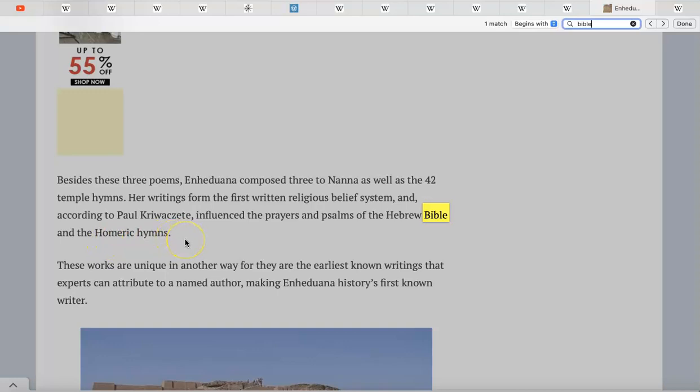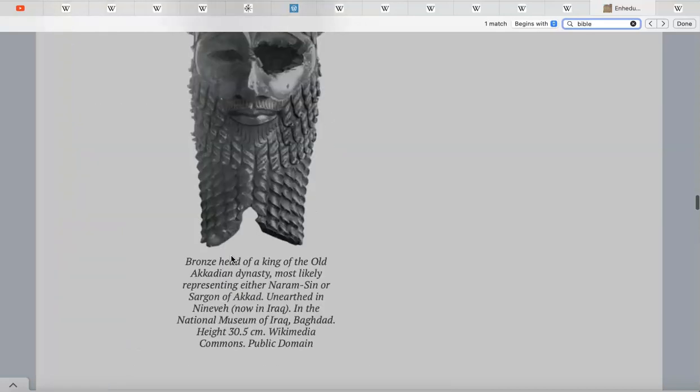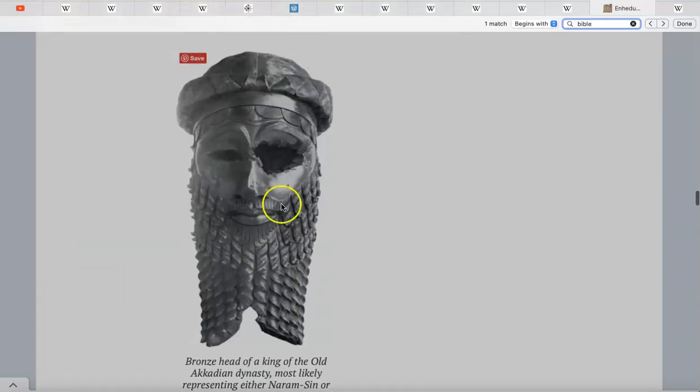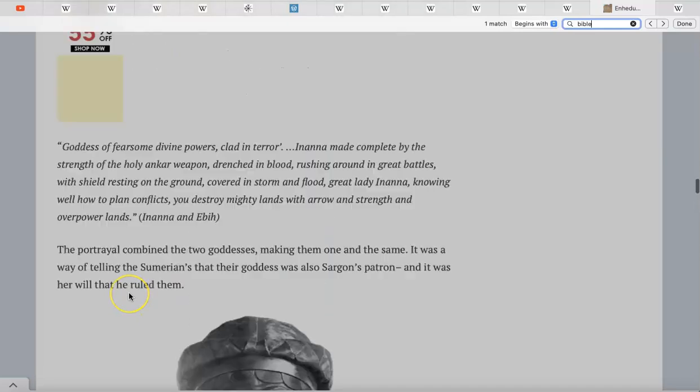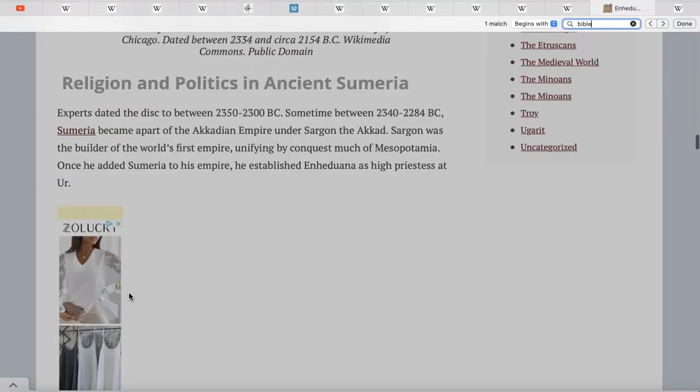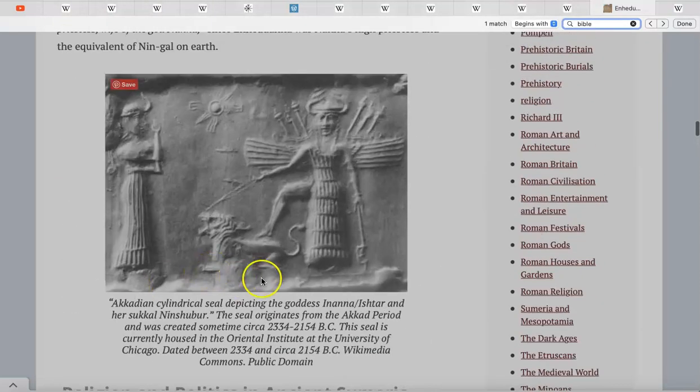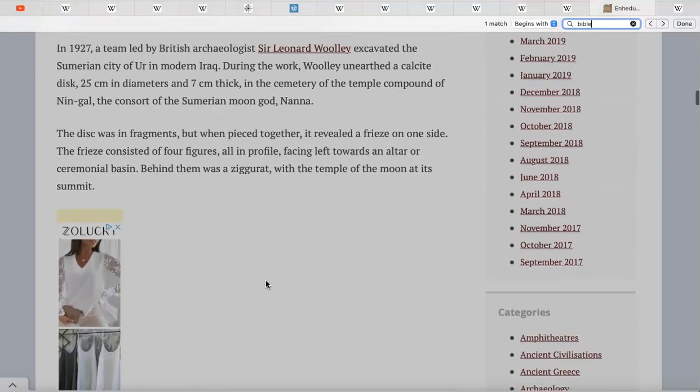So people in the ancient world, going as far back as the authors of the Bible, whoever they were, and the Homeric hymns, were influenced by this guy's daughter. Okay? Enheduanna. There, I guess this is a depiction of her. No, this is Inanna. What am I saying? Oh, I'm looking for Enheduanna.